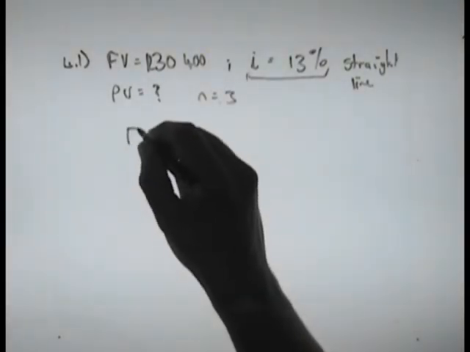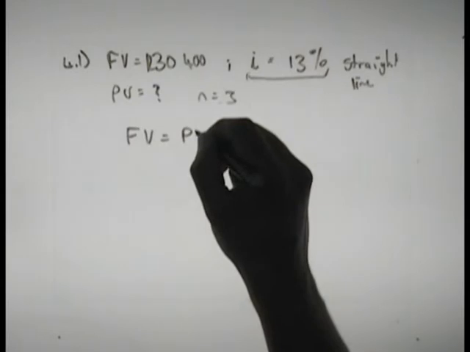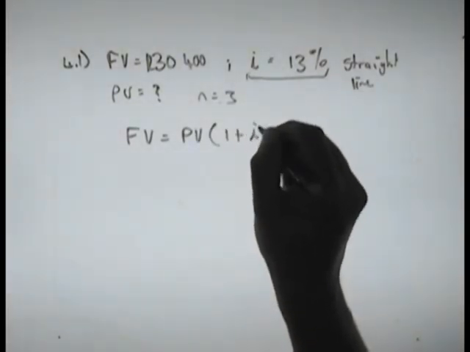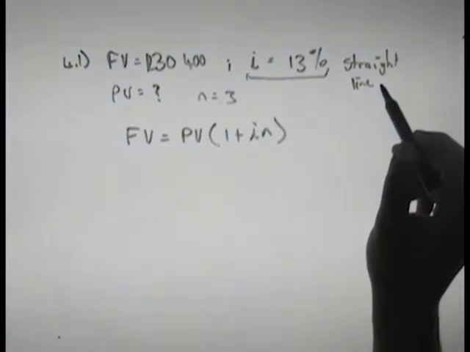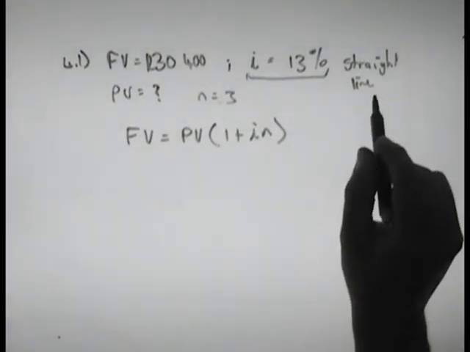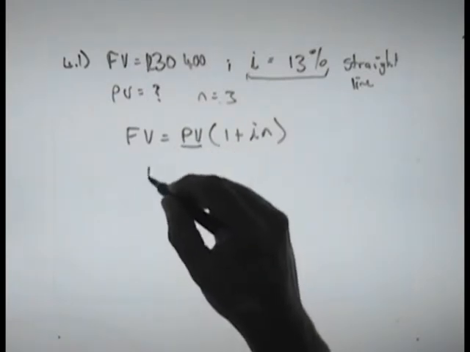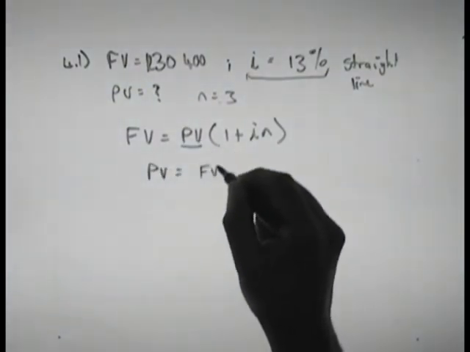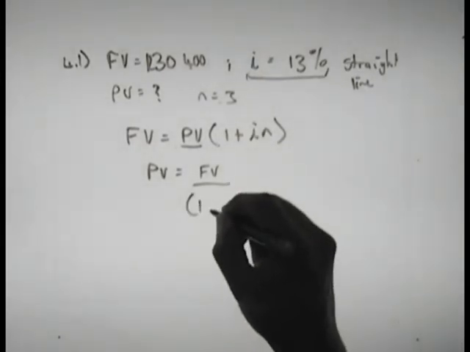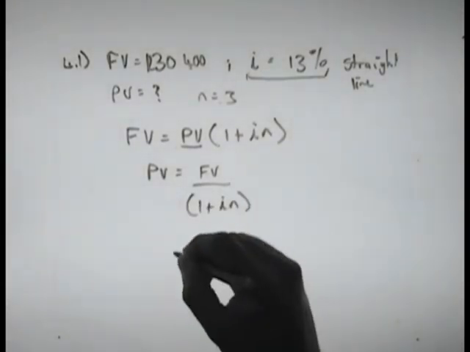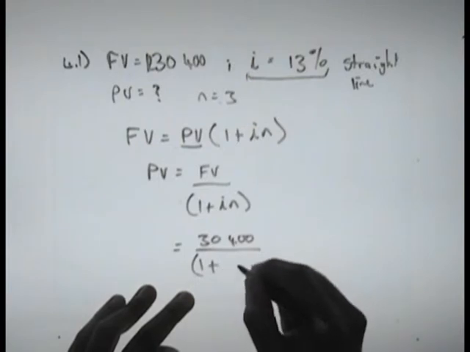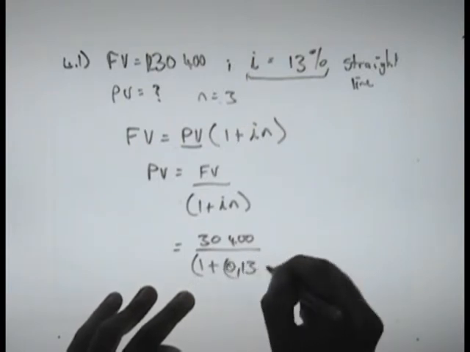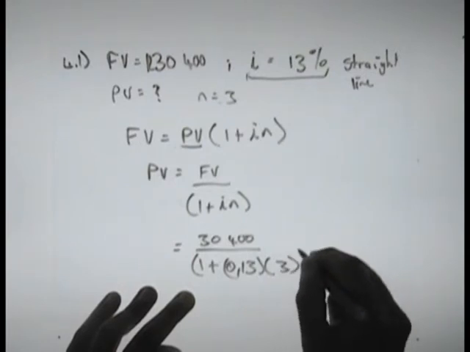The formula I'm going to use reads future value is equal to present value multiplied by 1 plus I times N, because it's straight line. It's not diminishing balance. It's not compound depreciation. I'm looking for present value, so I'm going to make it the subject of the formula. That means that present value is equal to future value divided by 1 plus I times N, which is equal to 30,400 divided by 1 plus interest of 0.13 multiplied by N, which is 3 years.